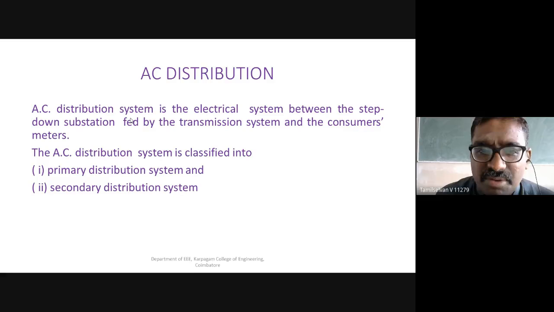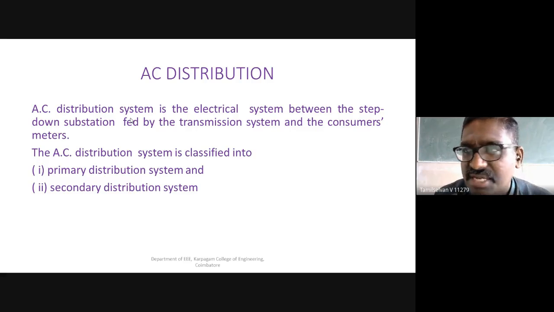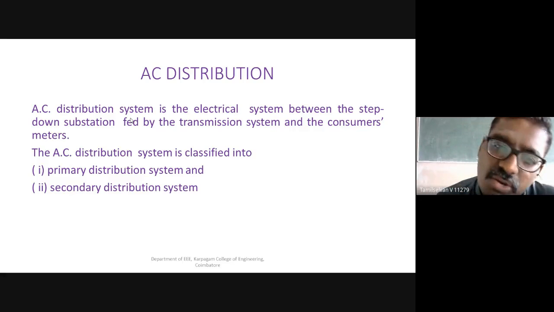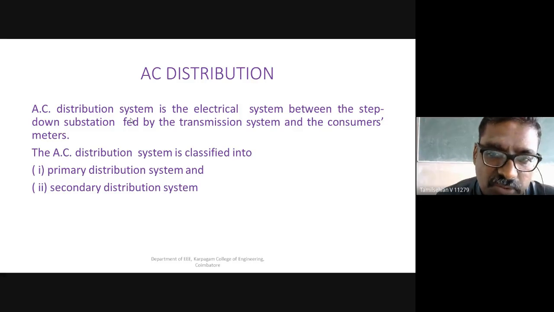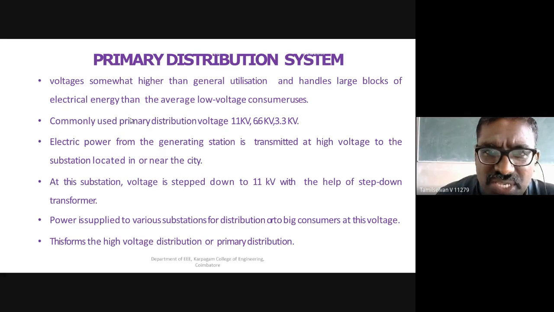Fed by the transmission system, the consumer end uses a low voltage level. That's why in the AC distribution system, the distribution is classified as primary as well as secondary distribution system. We have seen this elaborately in module 1 when discussing the structure of power system. We'll recap once again.